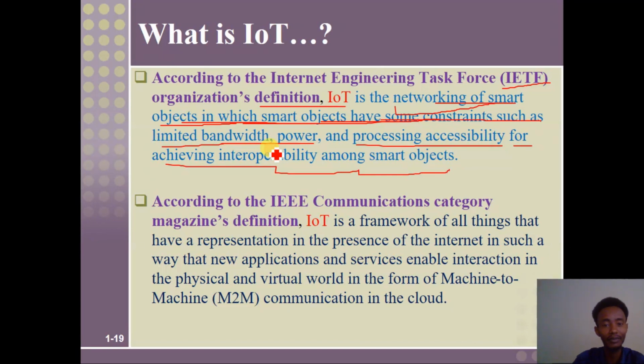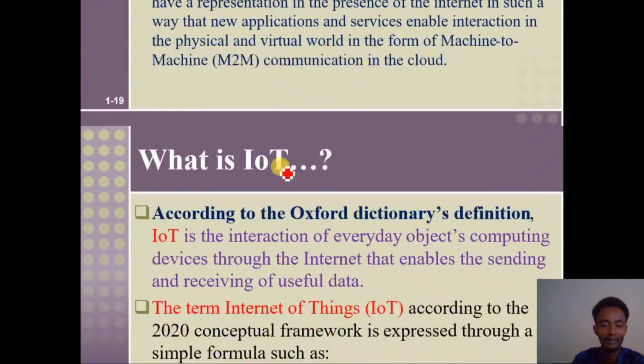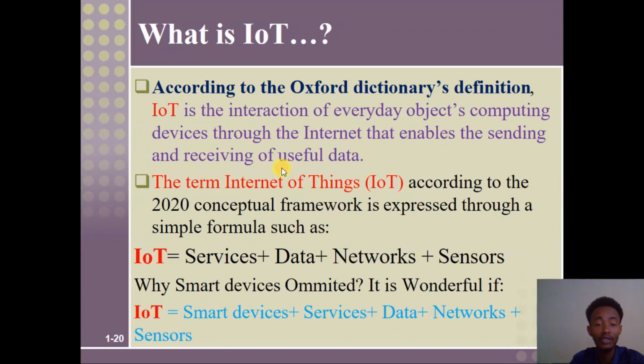This is the definition that has been given by the Internet Engineering Task Force for IoT. What about IEEE? How does IEEE define the IoT? IEEE defines the IoT as a framework of all things that have representation in the presence of the internet, in which new applications and services enable interaction in the physical and virtual world in the form of machine-to-machine communication in the cloud. This is how IEEE defines the IoT. Another one: what about the definition of the Oxford Dictionary?